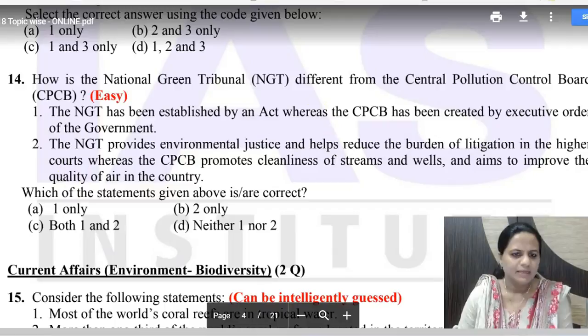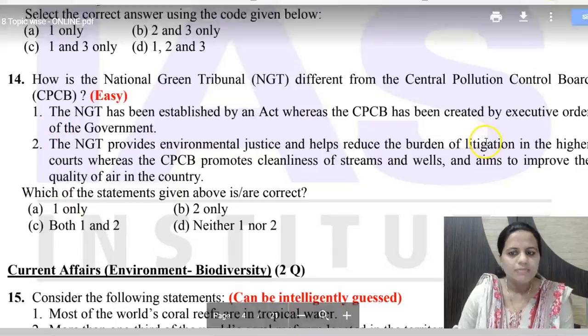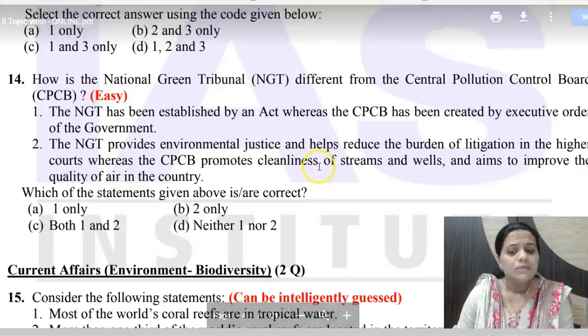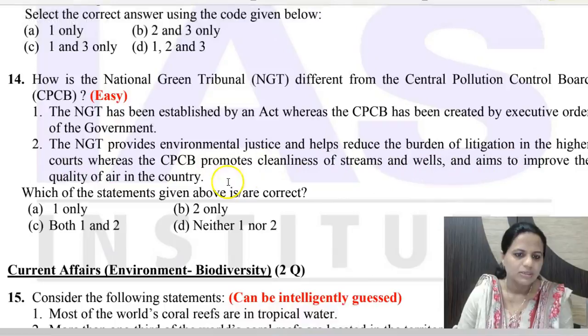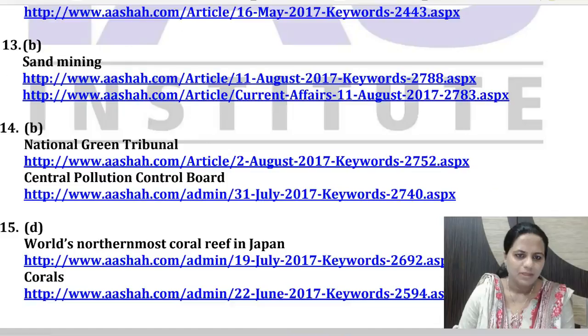So one becomes incorrect. Second, the NGT provides environmental justice and helps reduce the burden of litigation in the higher courts. This is correct. Whereas CPCB promotes cleanliness of streams and wells and aims to improve the quality of air in India. That is also correct. So here the correct answer is B, two only.